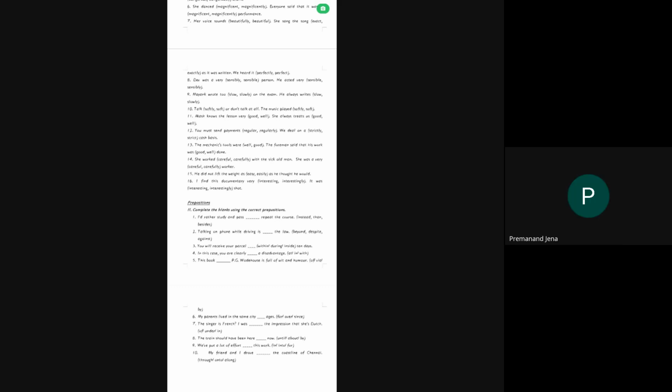Twelfth one. You must send payments regularly. Regularly. Next, we deal on a strict cash basis. Strict or strictly? Strictly. We deal on a strictly cash basis.